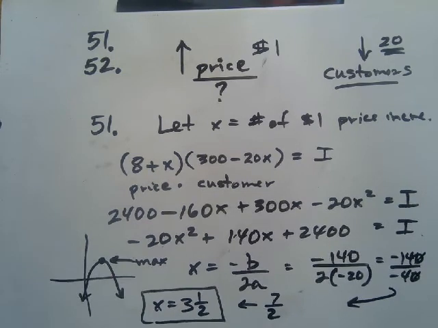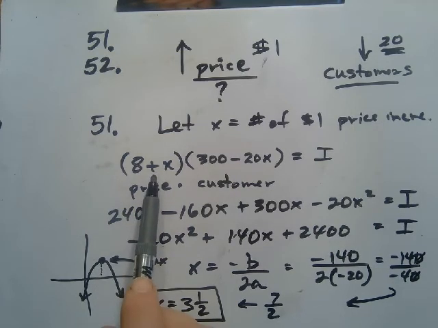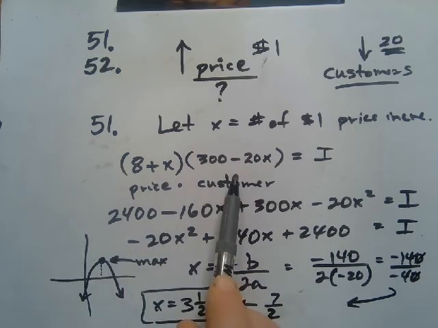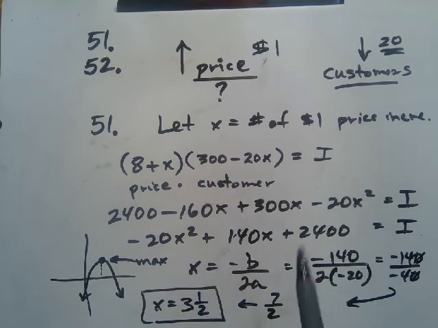What's it telling us? Well, it's telling us that if he has 3.5 $1 price increases, he'll maximize his profit. He could get more profit by changing it 1 or 2 or 3. But right at 3.5 price increases, he gets the best profit because even though he's raising his price a certain amount, the customers haven't been dropping so badly. Okay, so there it is, 3.5 price increases.